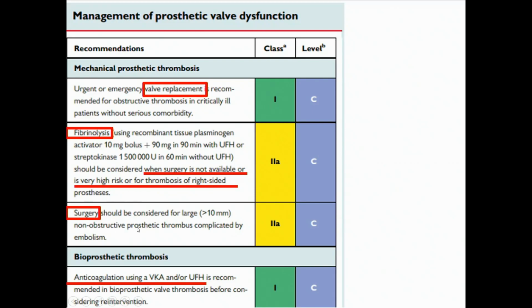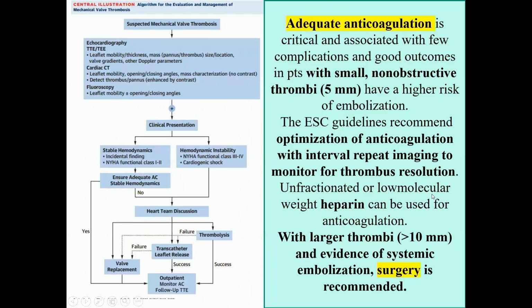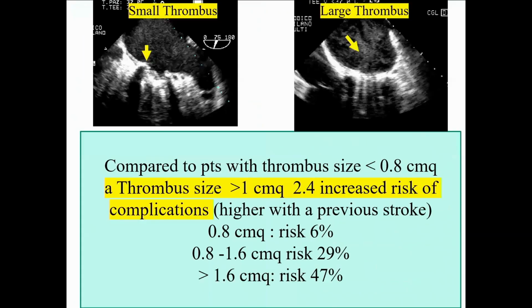And surgery may also be considered for large, more than 10 or 15 mm, non-obstructive prosthetic thrombus complicated by embolism. We need in all cases to have adequate anticoagulation, particularly with small non-obstructive thrombi. We try to optimize anticoagulation with intervals of repeated imaging to monitor thrombus resolution, and in larger thrombus, with evidence of systemic embolization, surgery is generally recommended.